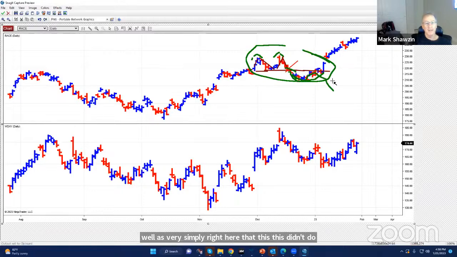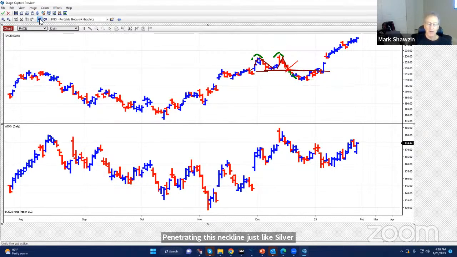This should have gone down, and instead it was going up, and it was repenetrating this neckline, just like silver did yesterday. Well, I thought silver was going to go down. It circled around, and by not doing something, it was going to trigger the opposite. So if something's not going to move down, it's going to do what? It's going to do that other thing. And that's exactly what it did.